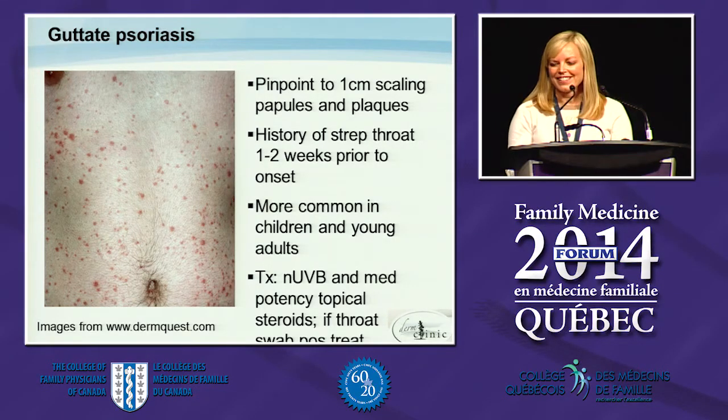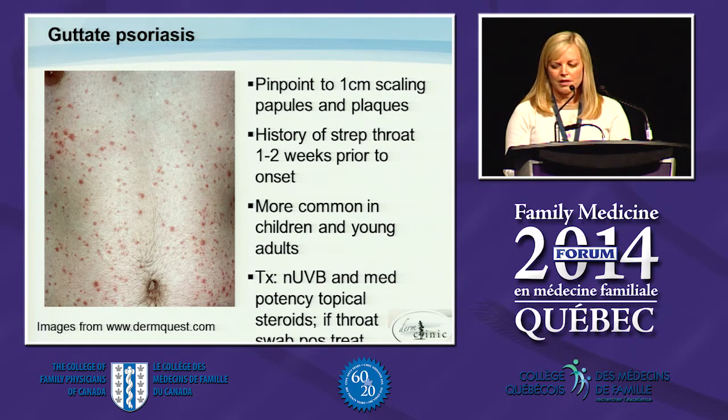So guttate psoriasis, also annular. Much smaller though, right? So we see these really small pinpoint lesions, although sometimes they do coalesce into larger plaques, and so some of them will look more like typical plaque psoriasis. Usually we're seeing this eruption in children or maybe in young adults, and it comes on quite suddenly. They're usually very distressed because it can also affect the face and often the scalp as well. Some of them are quite itchy and others actually have very few symptoms.